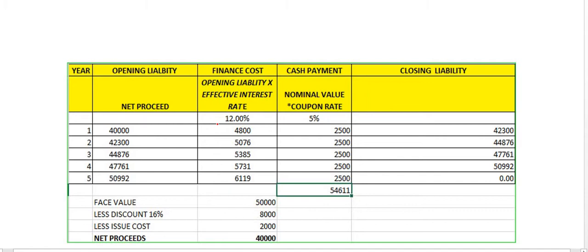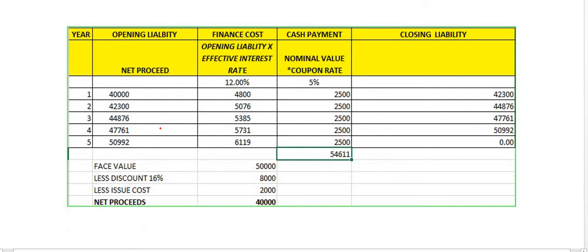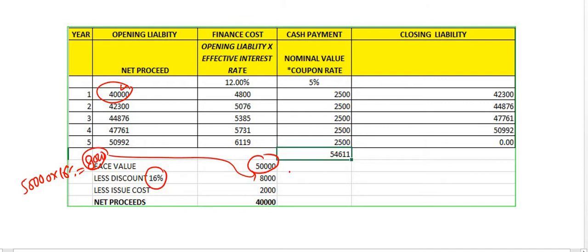If you see here, the opening liability is 40,000, and from here this 40 comes. Before, I told you the face value, the nominal value, is 50,000. So there is some discount which you have to deduct, and the discount, if you multiply 50,000 by 16%, then you will have 8,000. This will be the discount which you will deduct from the nominal value, and this issue cost will also be deducted from here, and the net proceed will be 50,000. And this net proceed I have written here.